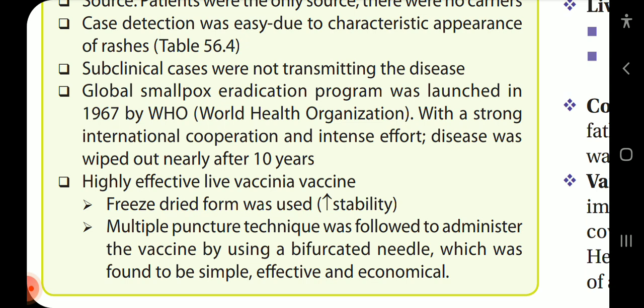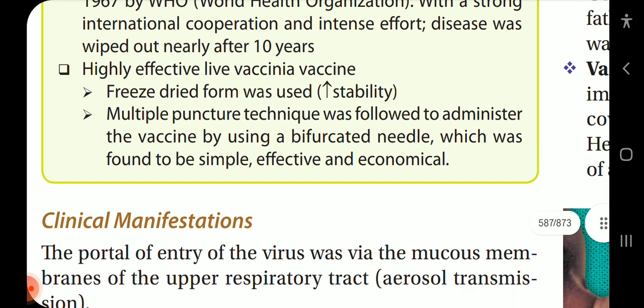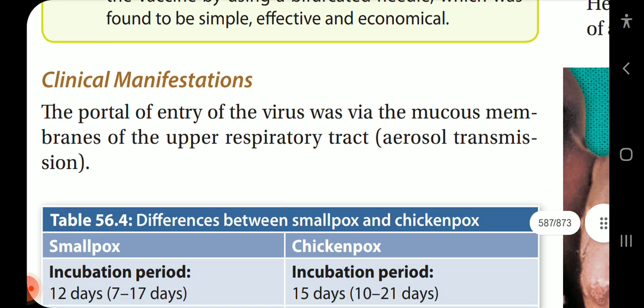The global smallpox eradication program was launched in 1967 by WHO with strong international cooperation and intense effort. The disease was wiped out after nearly 10 years. A highly effective live vaccine in freeze-dried form was used, which has more stability, and the multiple puncture technique was followed to administer the vaccine using a bifurcated needle, which was found to be simple, effective, and economical.